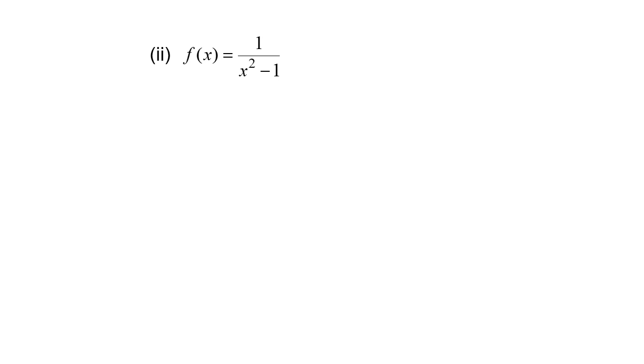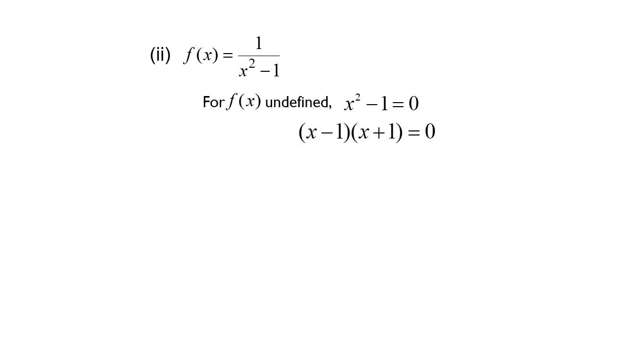f(x) equal to 1 over x squared minus 1. For f(x) to be undefined, we can assume the denominator equal to 0. So x squared minus 1 equal to 0. So what is x? Factorize x squared minus 1, we get (x minus 1) multiplied with (x plus 1) equal to 0. Means the value of x is equal to 1 or x equal to negative 1.